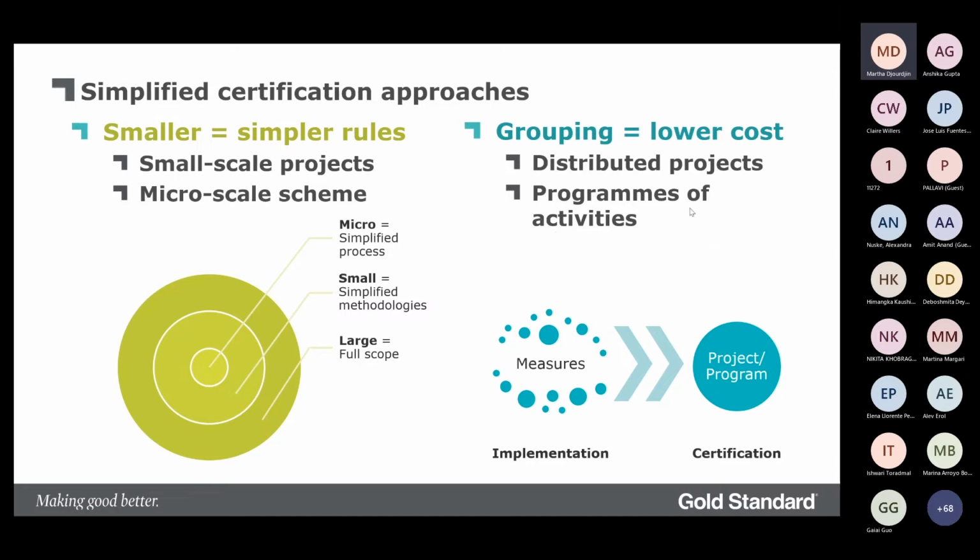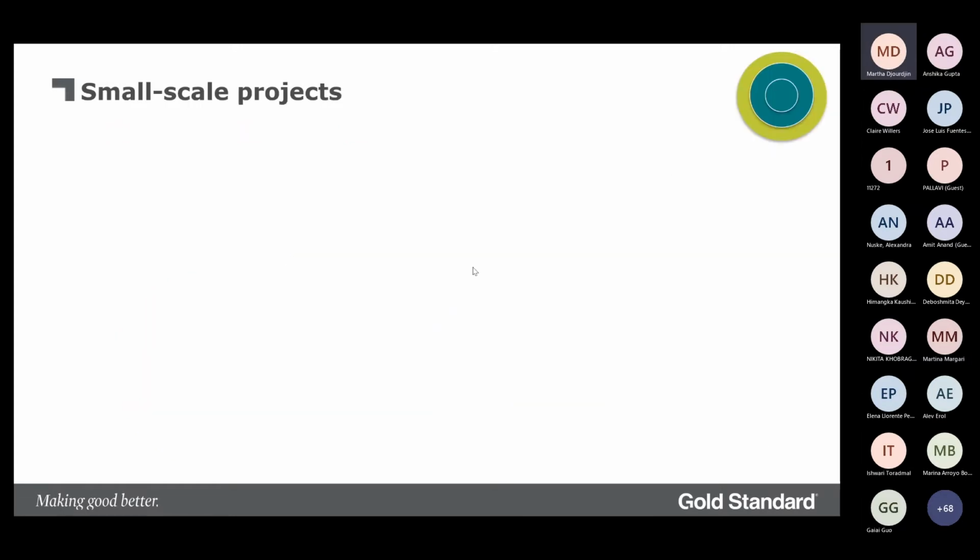And we have programs of activities, about which we just spoke a little bit, and we'll hear more about in the next presentation. So we basically have the implementation happening in many, many different places, whereas we have one central certification in a project or a program, and that is the point of grouping. So let's look at small-scale projects. The small-scale project requirements apply to both small-scale projects and micro-scale projects, because micro are just a subset of small, right?